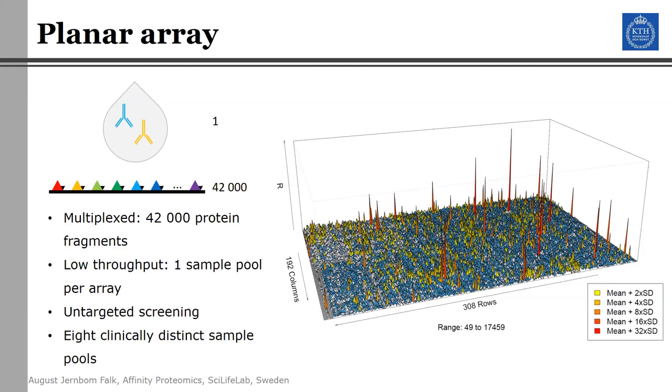Now, the image to the right here is the data generated by pool number one on the 42K arrays. So this is the actual layout of the 42K arrays, and this data is after quality control as per the method that Ronald showcased. So we wanted to select antigens. Here, those are the antigens with orange and red peaks. That's the mean plus 8 standard deviations.